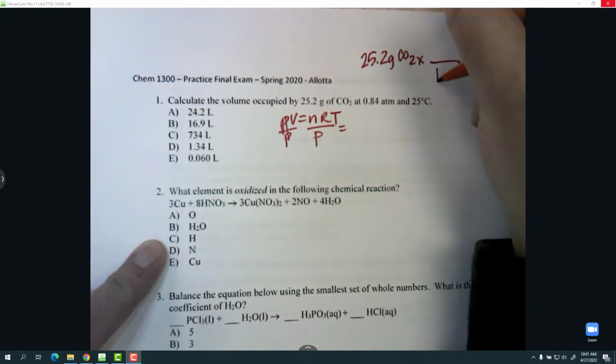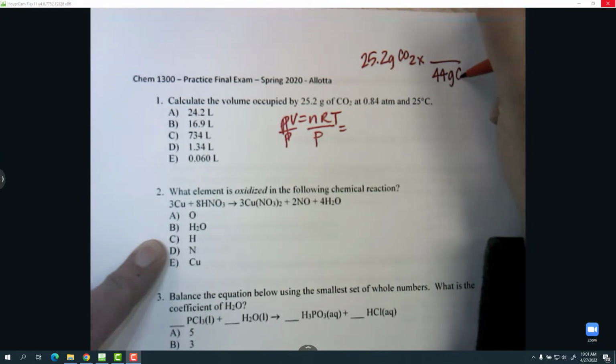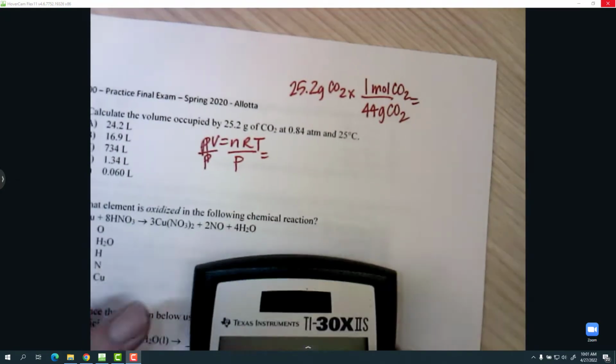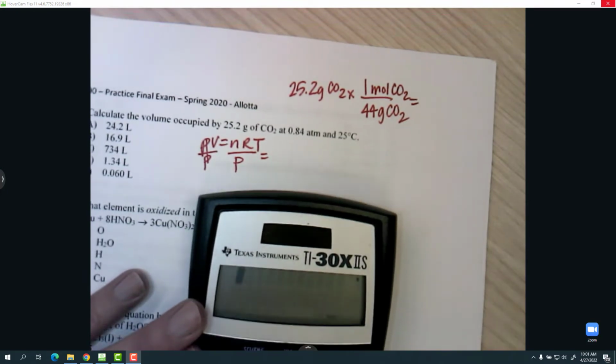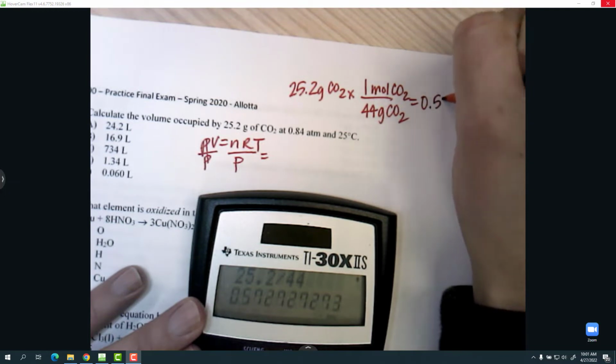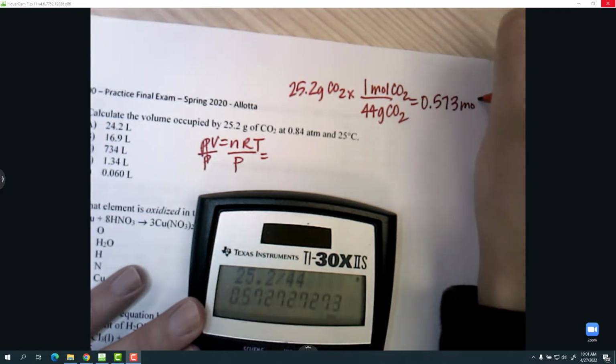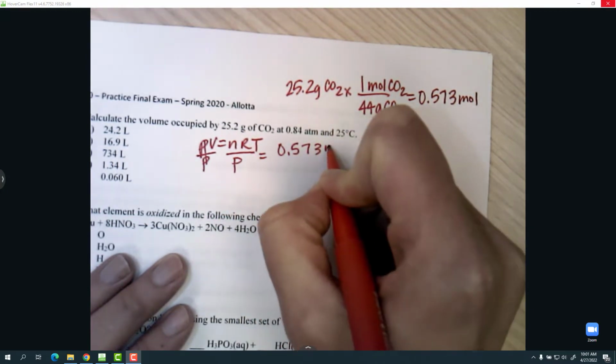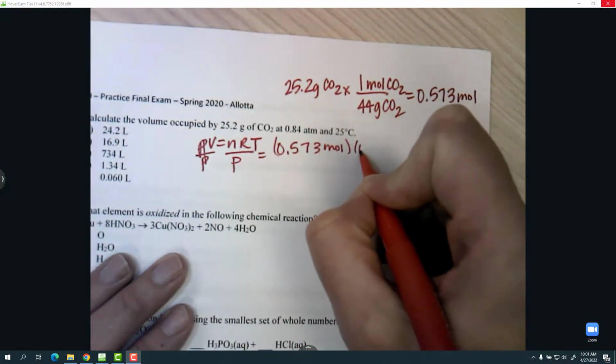Using the molar mass, I will look up the mass of carbon and 2 oxygens, which is 44. And 0.573 moles.